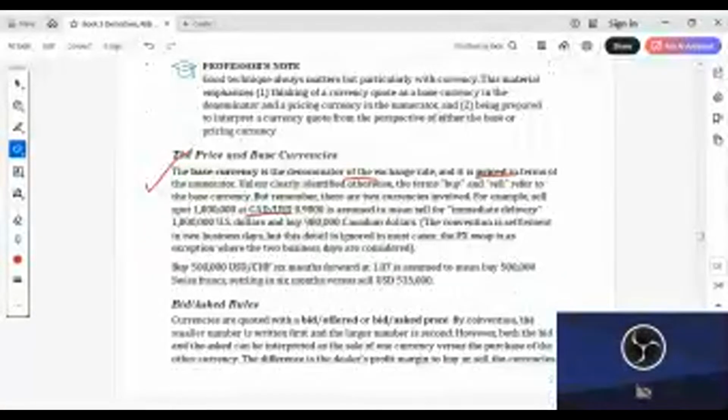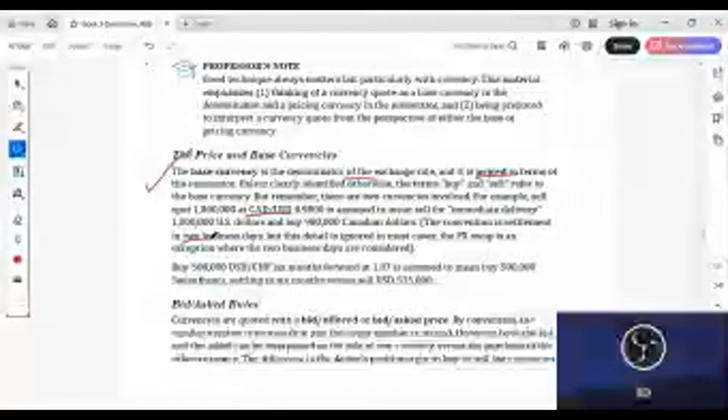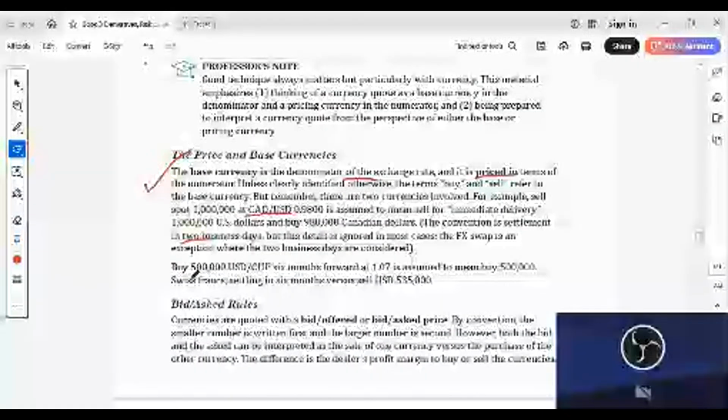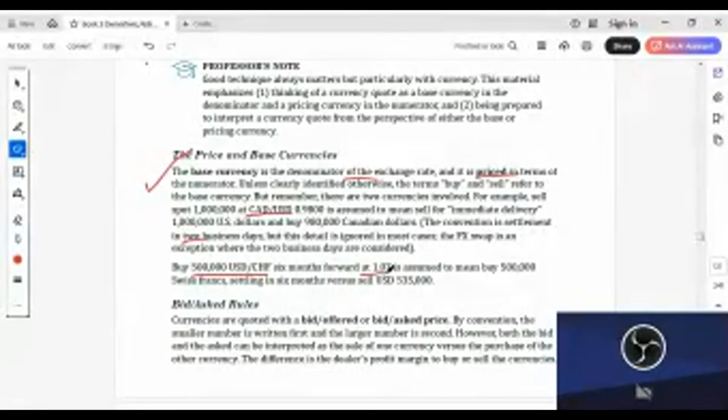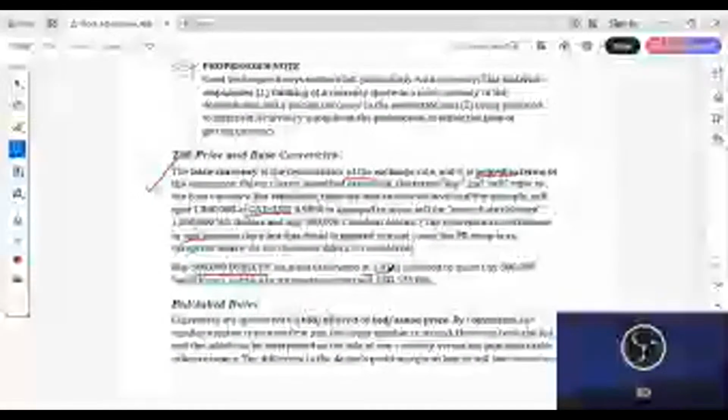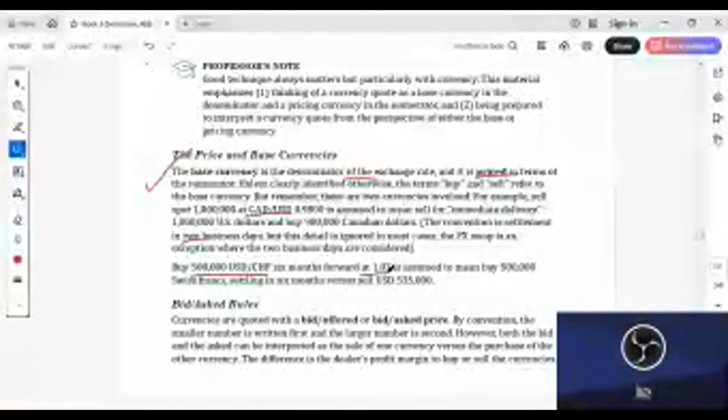And usually in currency, spot transaction means delivery in 2 days. USD/CHF means a rate of 1.07, so 1.07 USD per CHF, and you are buying 500,000 CHF.